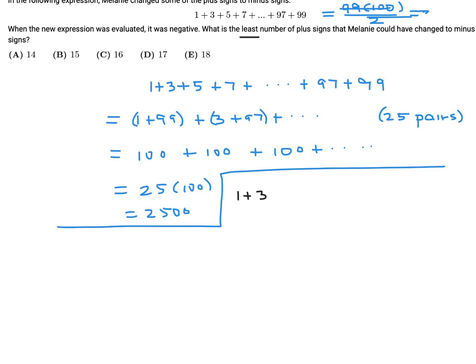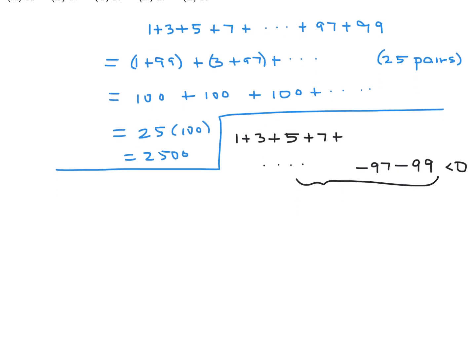So I'm probably going to concentrate on the bigger numbers. I'm going to make those negatives, that way I don't have to put that many. So the smaller numbers will remain positive, and then somewhere along the line there's going to be a whole bunch of negatives, 97 minus 99. So I have to figure out how many of these are negative. Okay, I got it. And then this whole expression is negative, so less than 0. Okay, let's work with that.